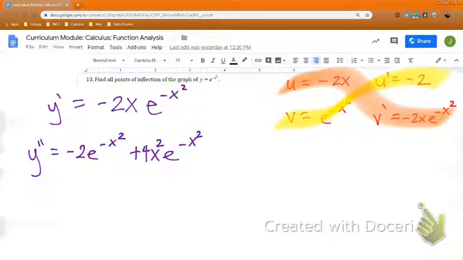Now, to find points of inflection, remember, we need to know where the second derivative equals 0 and changes sign. It has to change sign. So I need to know where this function is equal to 0. That will tell me where the original function has a point of inflection as long as it changes sign. All right, do you know how to solve that equation?